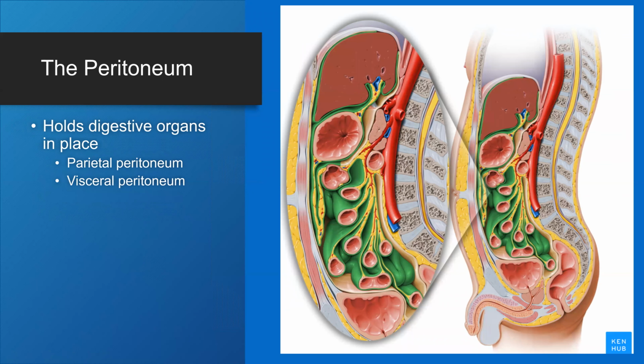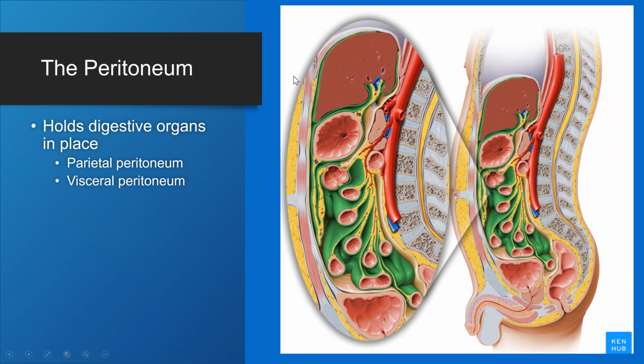Okay, now the peritoneum. What is the peritoneum? The peritoneum is a serous membrane that covers the organs of your abdominal cavity. Right, so you can see it shown here in green. It's actually a nice picture. I like it. I hope this guy doesn't mind me using it.